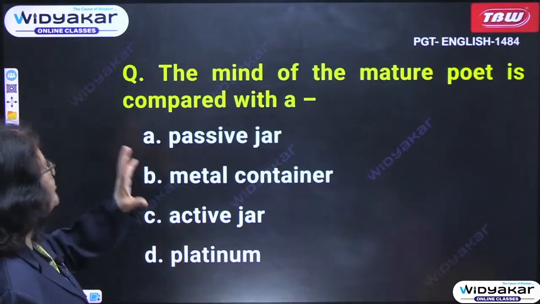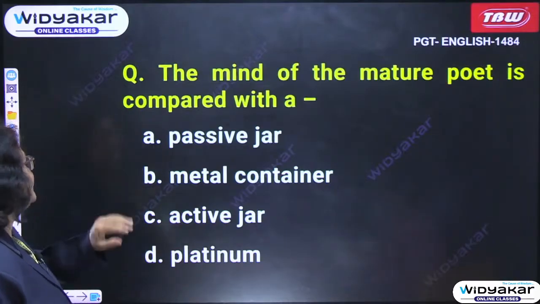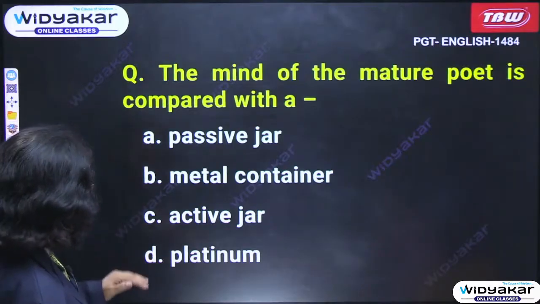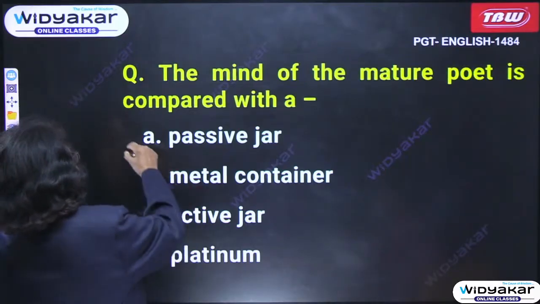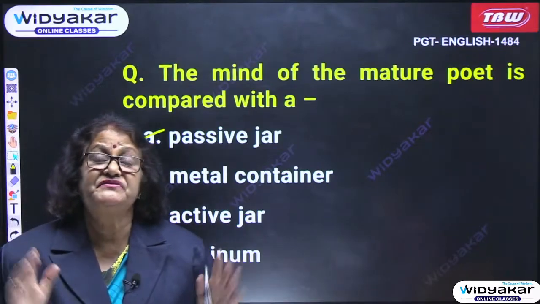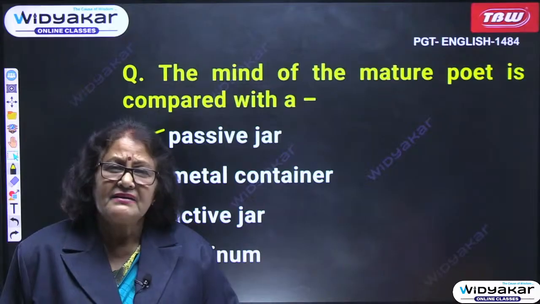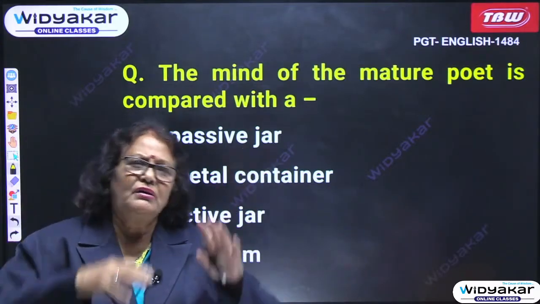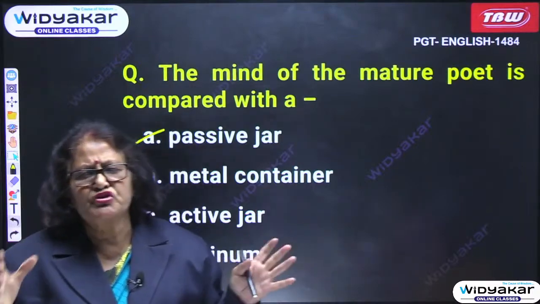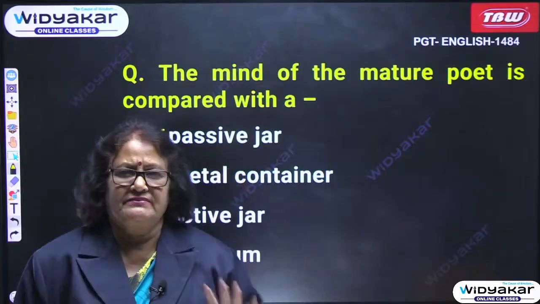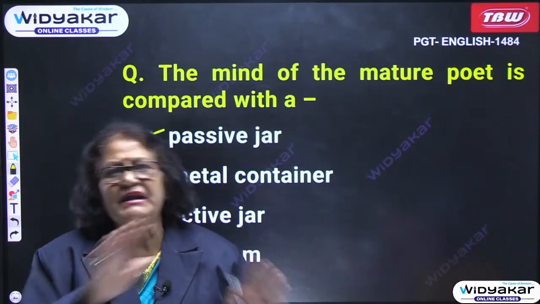The mind of the mature poet is compared with a dash. A, passive jar. B, metal container. C, active jar. D, platinum. It is option A. The mind of the mature poet is compared with a passive jar. In it, all the ideas, all the impressions, all the experiences, feeling, emotion that came are kept in your mind, randomly.